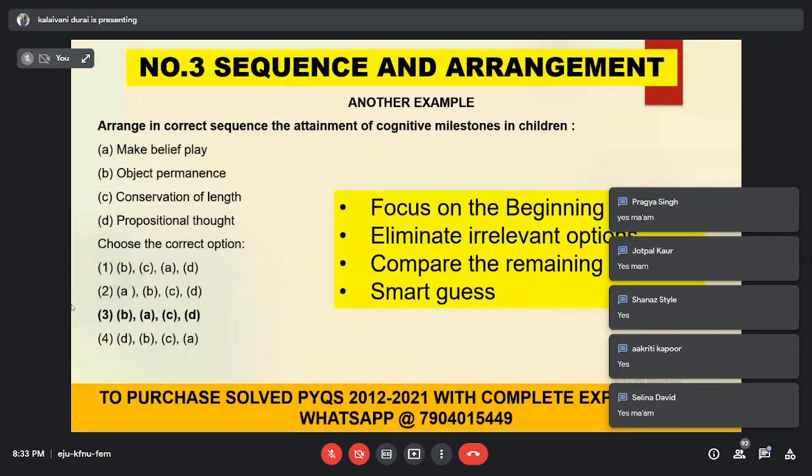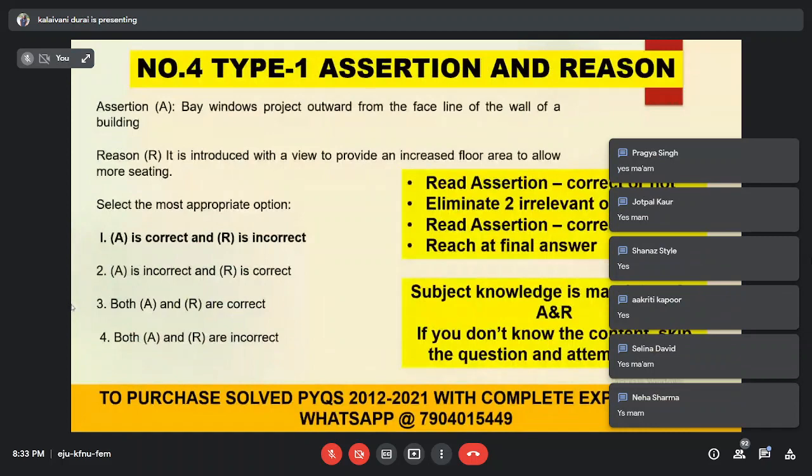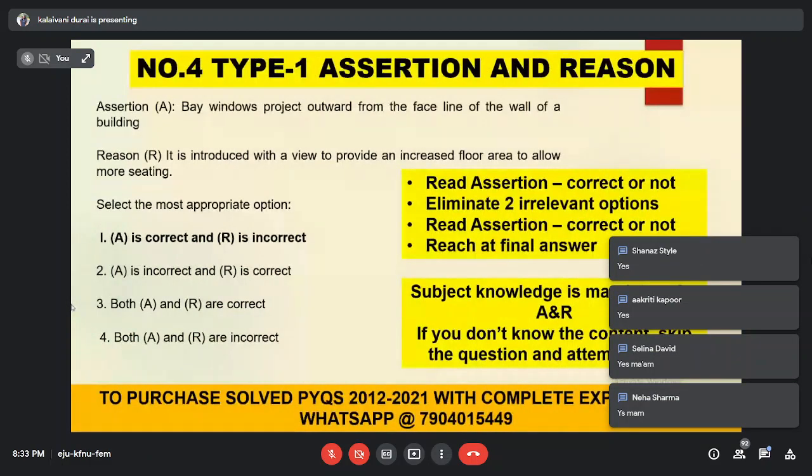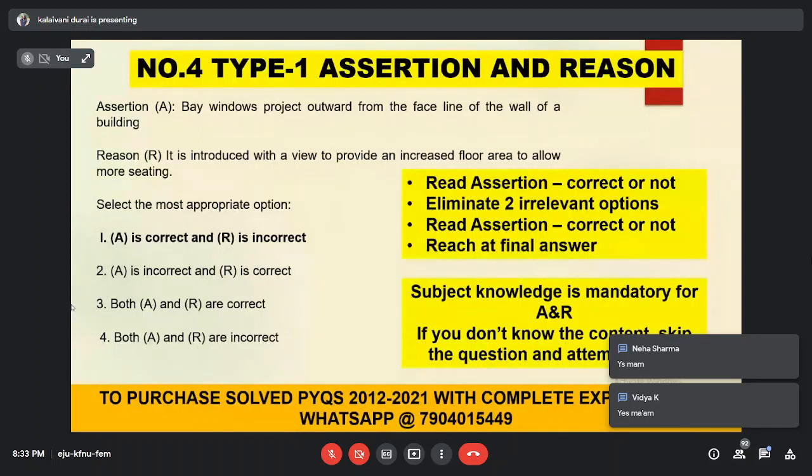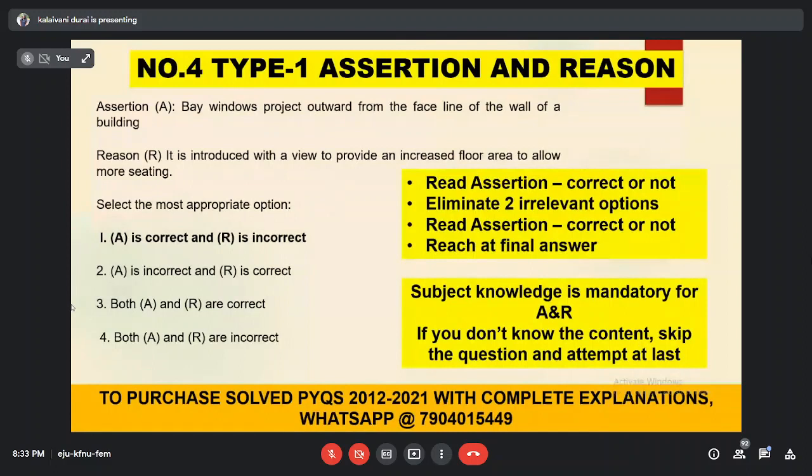Okay, so let's go to the next one, assertion and reason. Many people find it difficult to do these assertion and reason type questions. One reason is maybe because you did not study that subject properly, or second, maybe you're not using the technique properly. While solving assertion and reason type questions, the obvious point is that you need subject knowledge. Please don't think I'm trying to demotivate you. It's not like that.